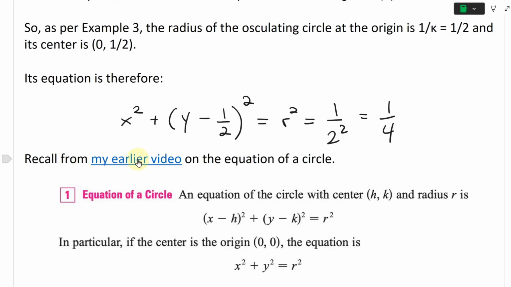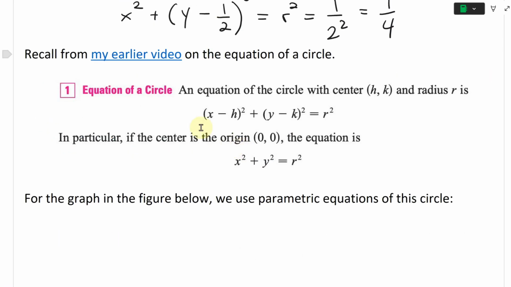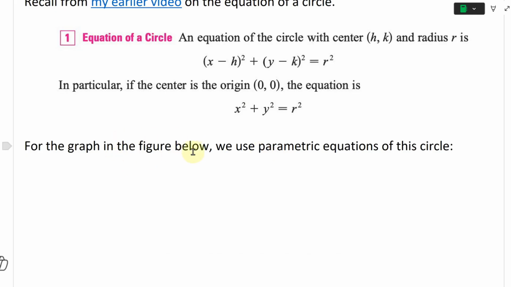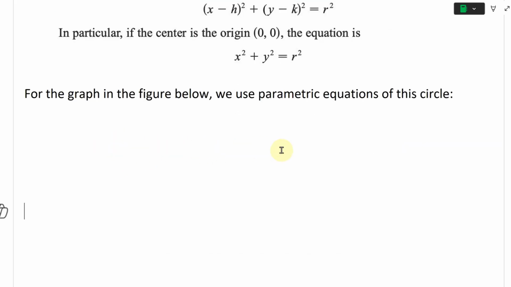All right, going further. A quick recap from my earlier video on the equation of a circle. The equation of a circle with center h, k and radius r is x minus h all squared plus y minus k all squared equals r squared. In particular, if the center is the origin 0, 0, then the h and k vanish, and we get x squared plus y squared equals r squared. So for the graph in the figure below, we use parametric equations of this circle.